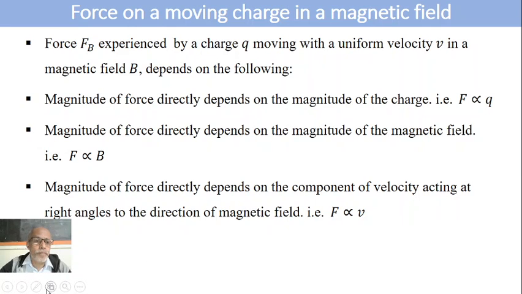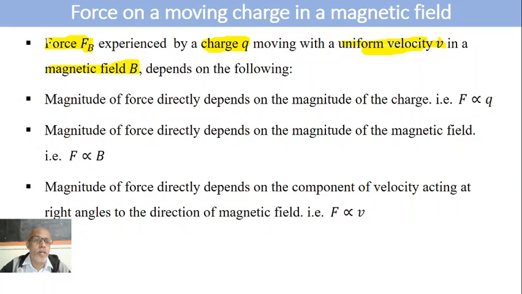We are considering a charge Q. A charge Q is considered, and this charge Q is assumed to be moving with a uniform velocity V in a magnetic field B. B is the magnetic field in which the charge Q moves with a uniform velocity V. If that is the case, then the charge will experience a force Fb.